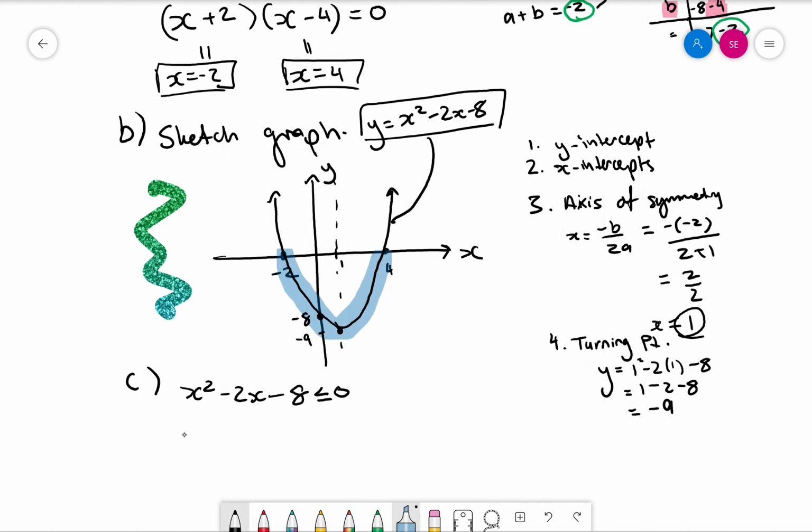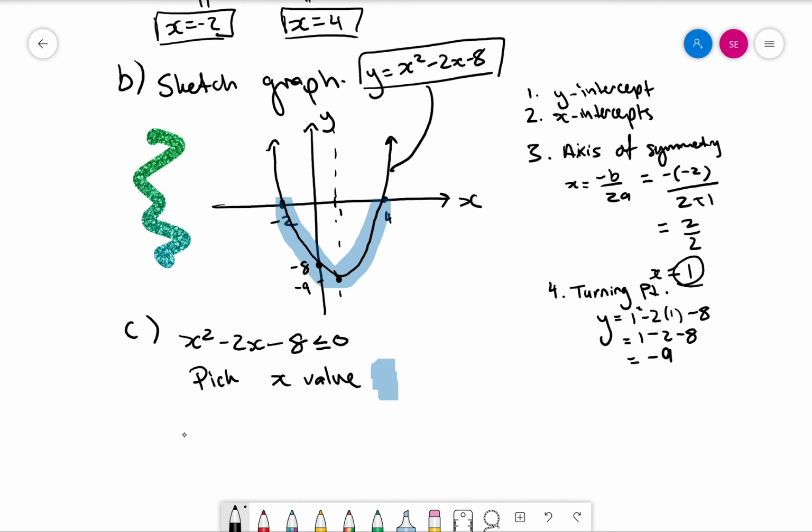And we can check to see if that actually works. Let's just pick an x value that's been highlighted. Okay, what about x is equal to 0? Well, we've got 0 minus 8, which is equal to minus 8, which is less than or equal to 0. Perfect. And you can try that with any of the x values that are highlighted here in blue, and that'll satisfy this equation here.